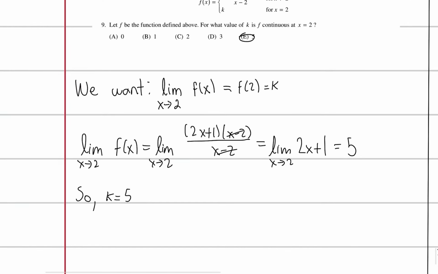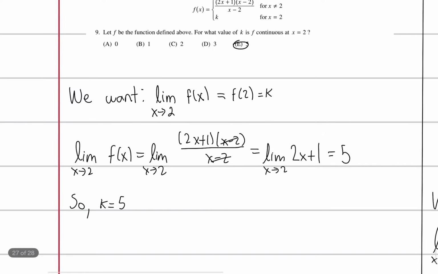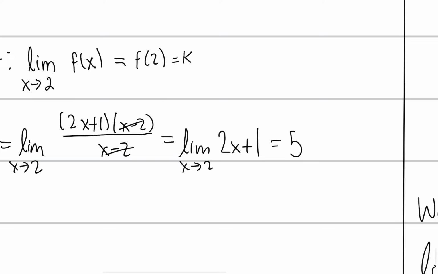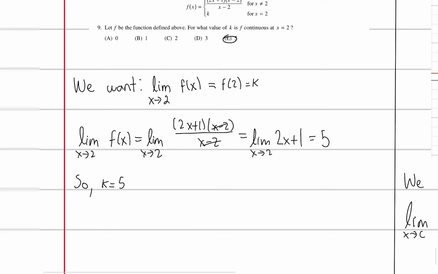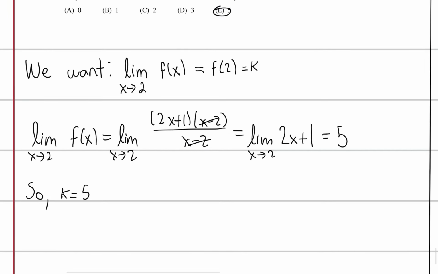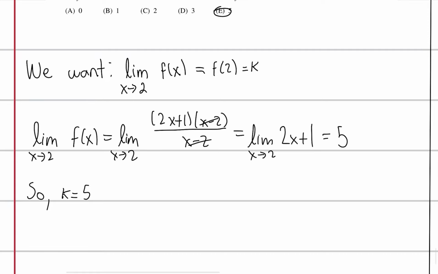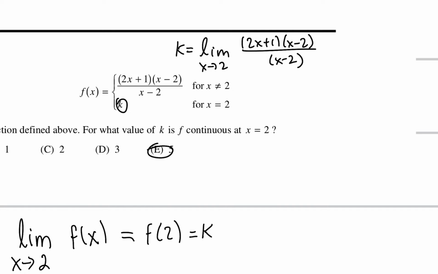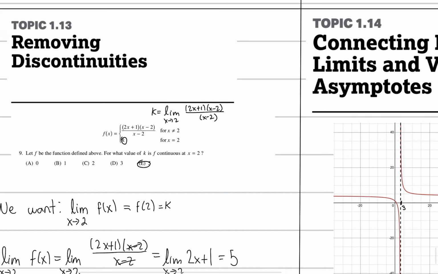The limit as x approaches 2 of f of x is the following. But the x minus 2's cancel out, and we just have a polynomial function, so we'll plug it in and we'll get 5. Since we want this limit to be equal to k, we want k to be equal to 5. So to remove this discontinuity, k should just be the limit as x approaches 2 of the original function. That's how we remove a discontinuity, by creating a piecewise function.